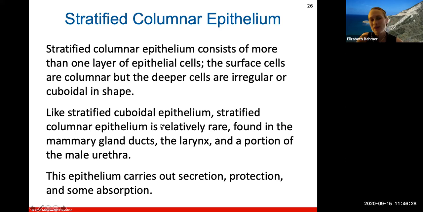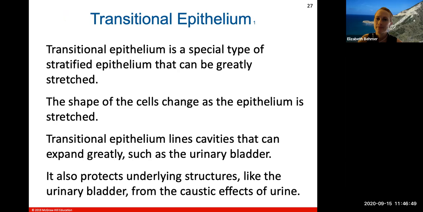Stratified columnar epithelium is relatively rare, so I always remember it. It's in your mammary gland ducts for females, parts of the larynx, and also in the male urethra. And it helps to carry out secretion, protection, and absorption functions. So one of the more rare types of epithelium. Does that help?